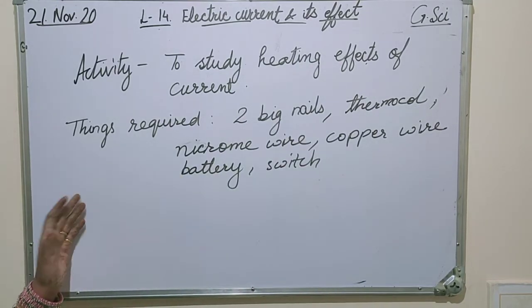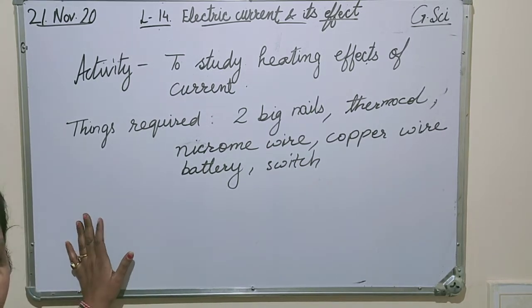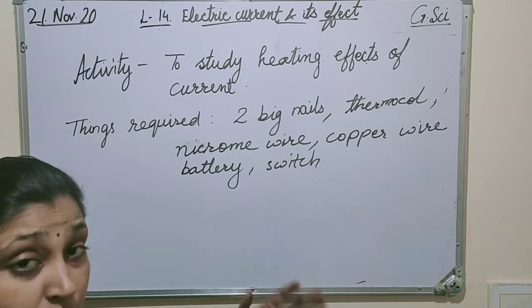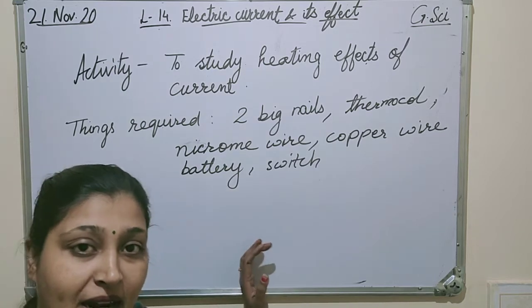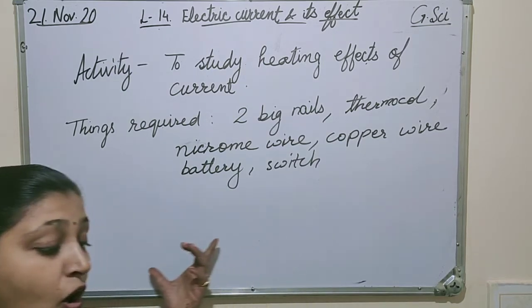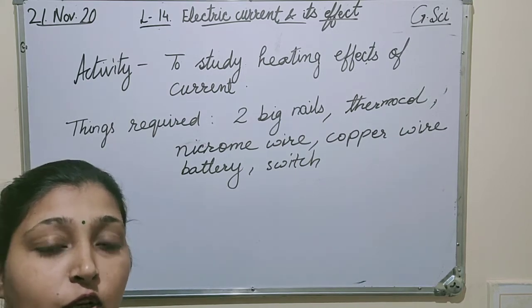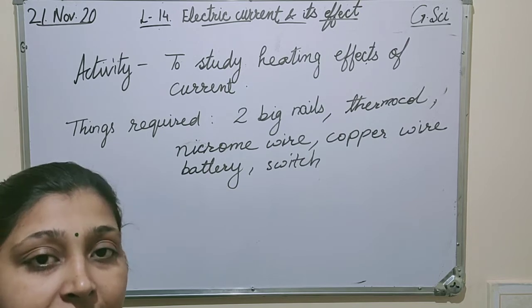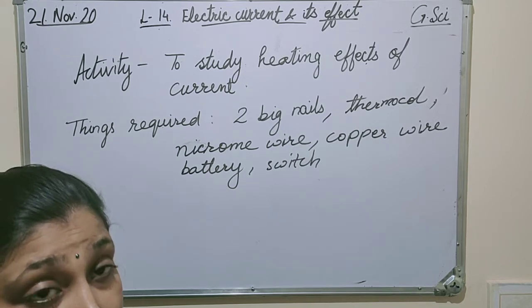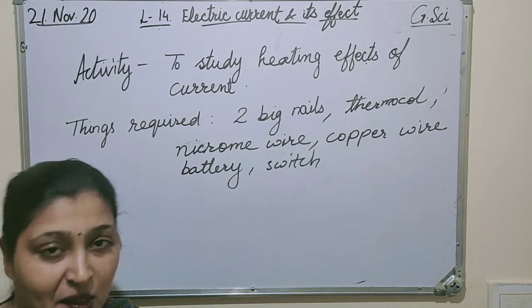So what will we write in the procedure? Set up the apparatus as shown in the diagram. You all have to draw the diagram also. Then connect the battery, switch it on, and in the observation, we observe that the nichrome wire which is attached to the nails gets heated. What is the result? The result is that this wire gets heated up.